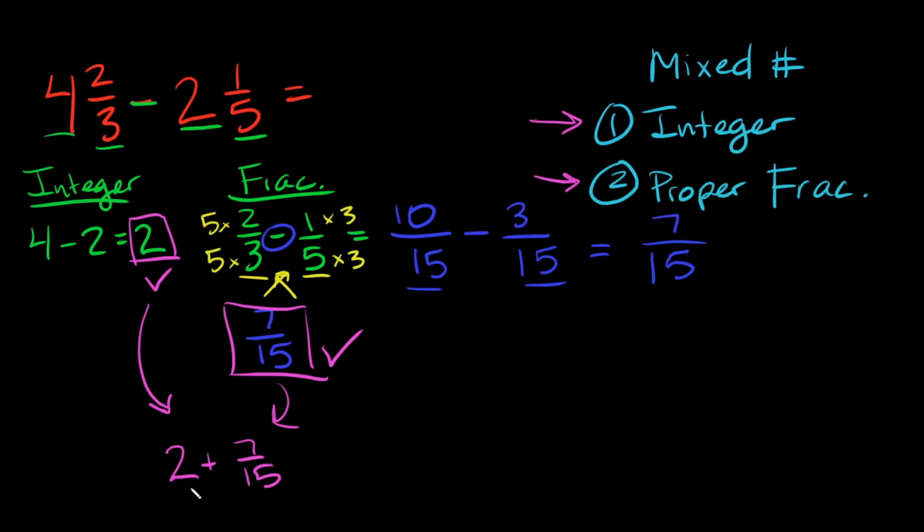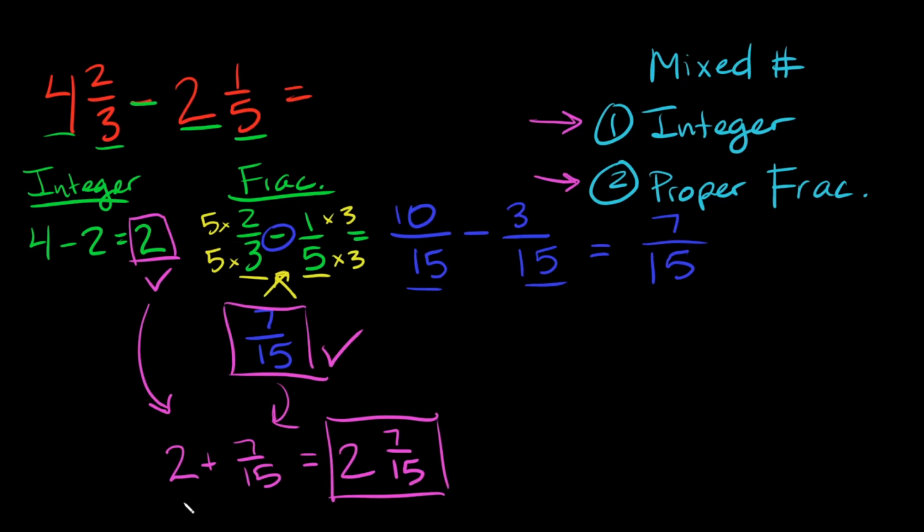Now, I could turn this 2 into a fraction, and we could have a fraction plus a fraction. But if we just want to keep it as a mixed number, which most likely on your homework or your test you're going to want to, then this is just going to equal 2 7/15. You kind of just sandwich them together. Okay, and there's your answer. So 4 2/3 minus 2 1/5 is equal to 2 7/15. That's how you do that.